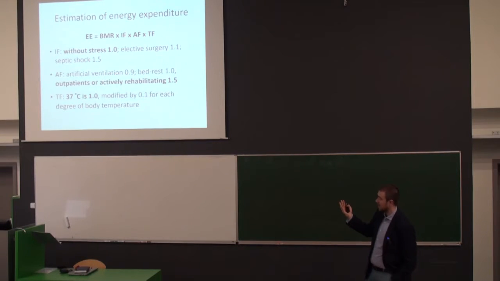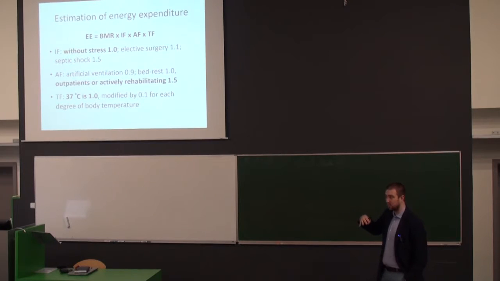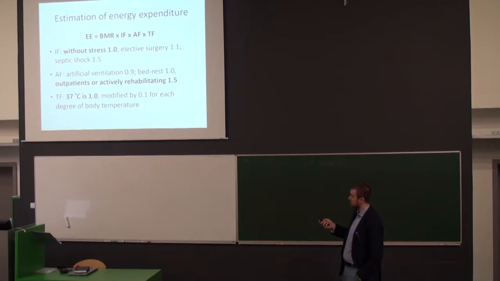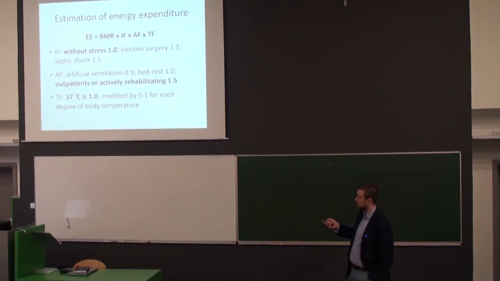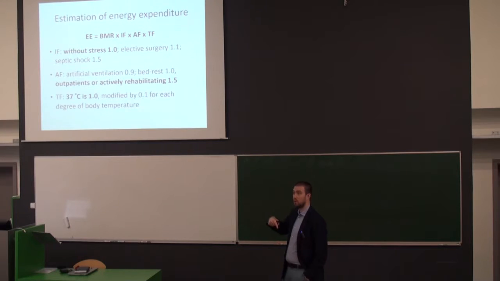And the last factor, as we mentioned, is the temperature, and both an increase or decrease of temperature increases your energy expenditure. It's evaluated that each degree means 0.1. That means you start with 1.0 when you have 37, and if you have, for example, 40, then you multiply this number by 1.3. You do the same whether you go up or down. Both mean that you want to produce or to lose energy, so it means stress for you.